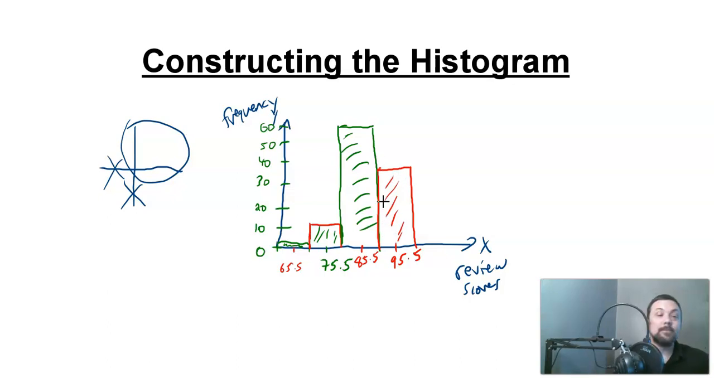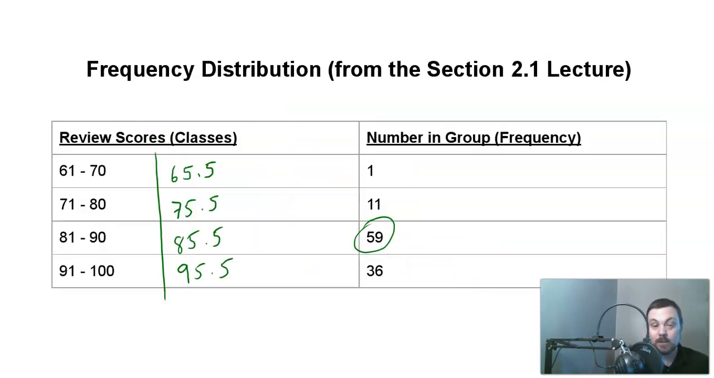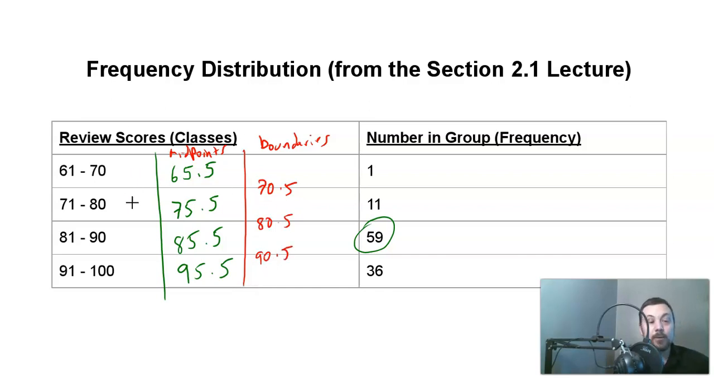So this is our histogram. Alternatively, if you didn't want to use the class midpoints, you could use the class boundaries. So if you remember, these are the midpoints here that we got from section 2.1. The boundaries would look like this. So between 70 and 71, that's going to be 70.5. And then again, the spacing there is 10. So I get the next one by adding 10: 80.5, 90.5. And those are the boundaries between the classes.